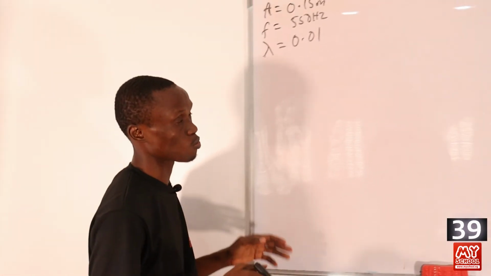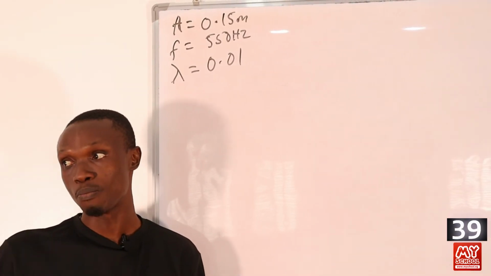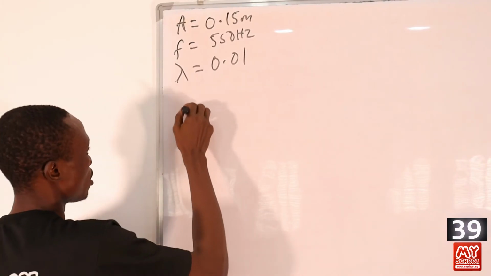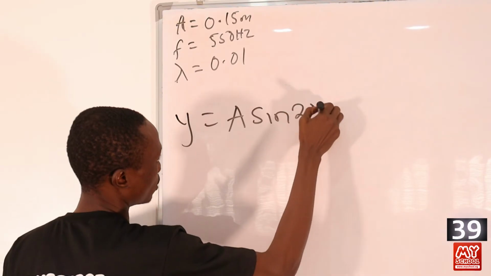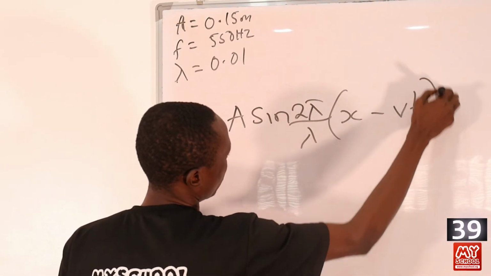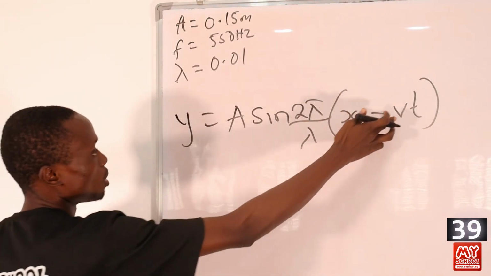So for the equation of a progressive wave, there are many equations. The one you choose will be based on the option that is given to you. Based on the options given to us, this is the most suitable one that we are going to use: 2 pi divided by lambda, then x minus vt. If you check very well, we don't know the value of v, so we have to look for the value of v.